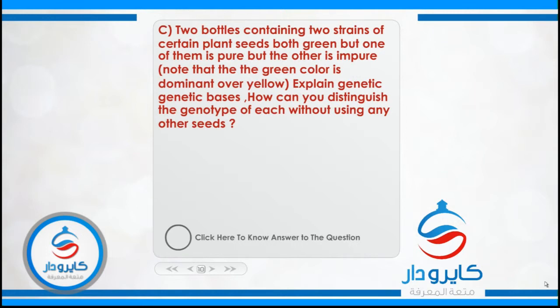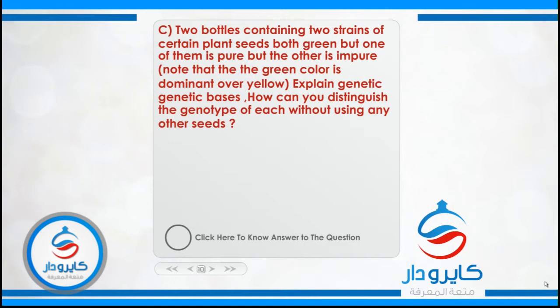Explain on a genetic basis how you can distinguish the genotype of each without using any other seeds. We understand that the green color is dominant, but the yellow is recessive. So to determine the genotype of the dominant character, we carry out a test cross. But the test cross takes place in 2 ways. The first way is crossing the plant with the recessive individual, because the recessive individual is pure, and that will produce offspring, or the ratio of the offspring will indicate the genotype of the individual.